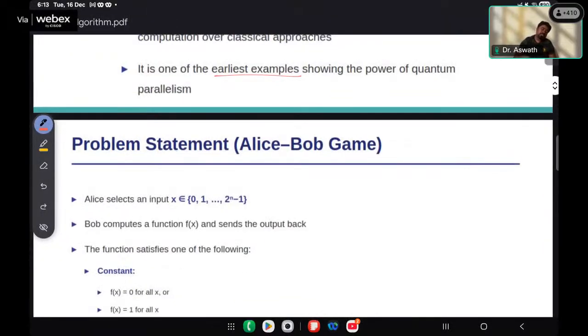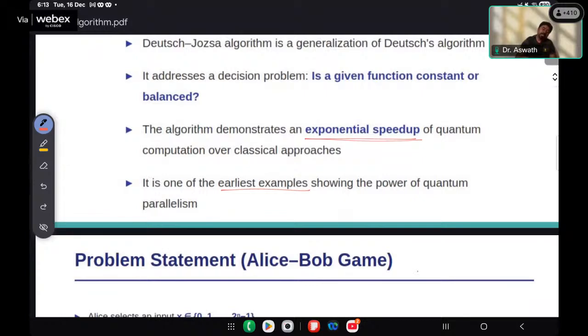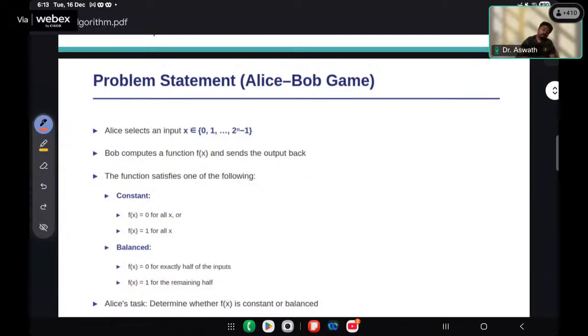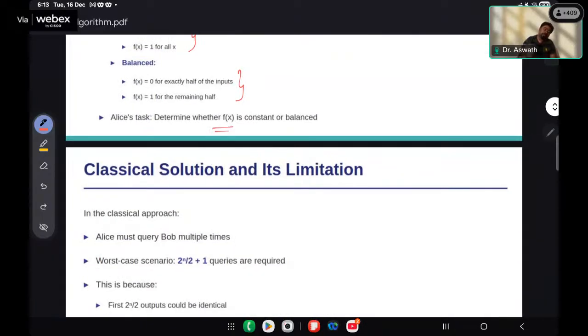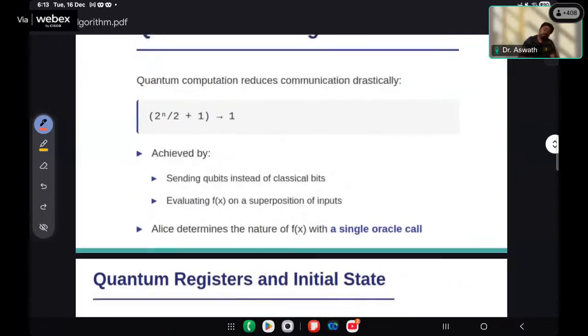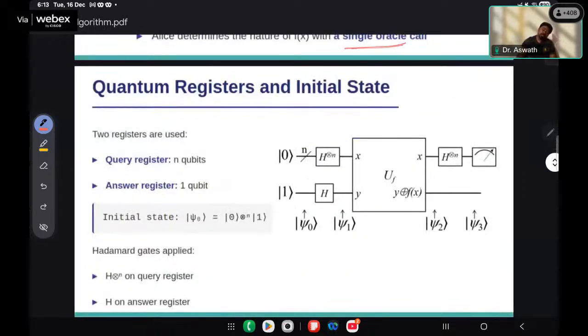So it's like a text version of the summary of what I was doing today. It gives hints on how exponential speed up is possible. Okay, so here the function is constant, here the function is balanced. We need to find which, and in a classical fashion on a worst day we would need half plus 1 extra attempts. If I use a quantum oracle, in a single attempt we can find it. So what is the circuit?